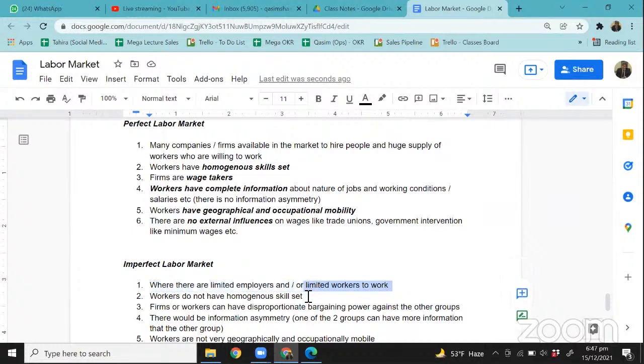Then workers do not have a homogeneous skill set. Workers have different skill sets. Some people are quite qualified, other people are less qualified. They have different types of skills. They're not equally productive. Okay.